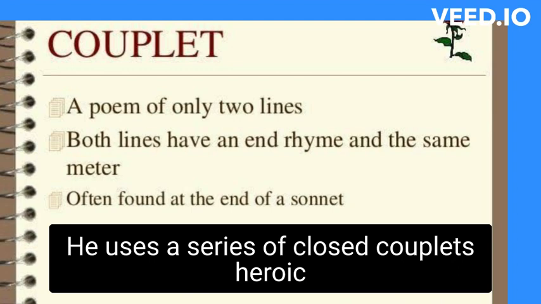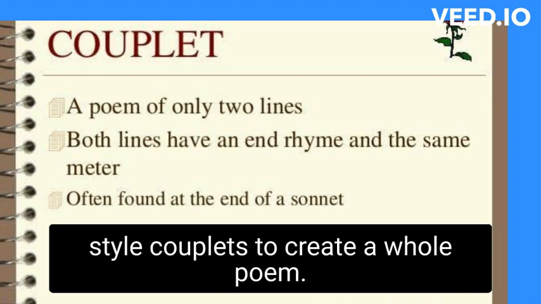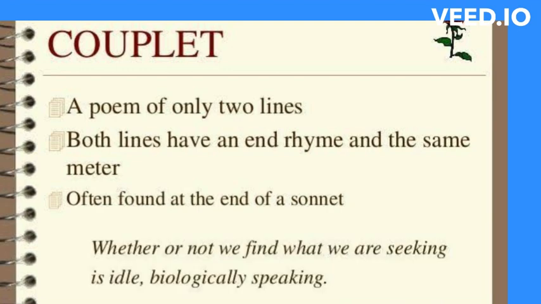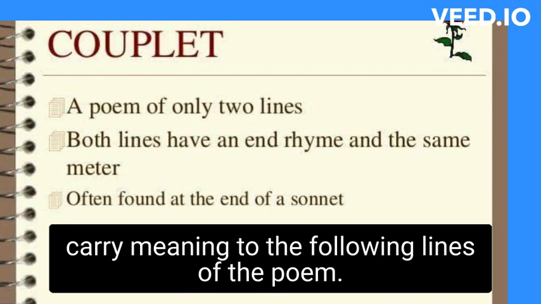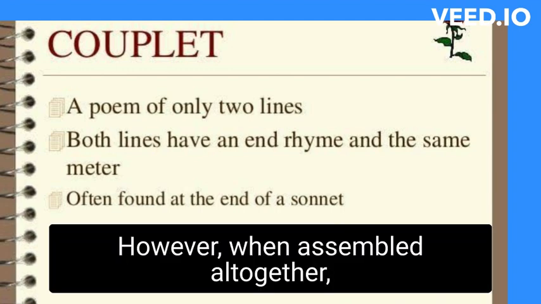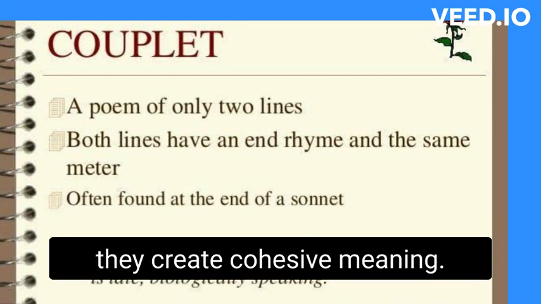He uses a series of closed couplets, heroic style couplets, to create a whole poem. These couplets make sense on their own and do not carry meaning to the following lines of the poem. However, when assembled all together, they create cohesive meaning.